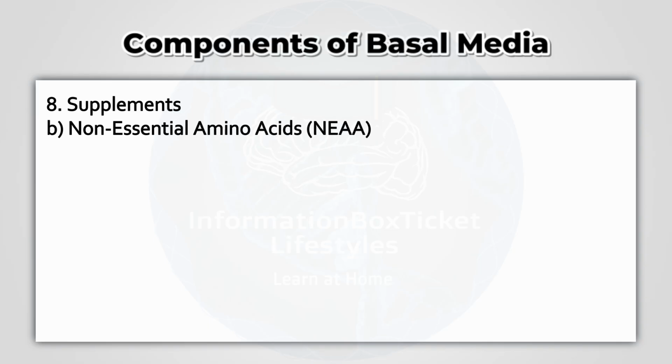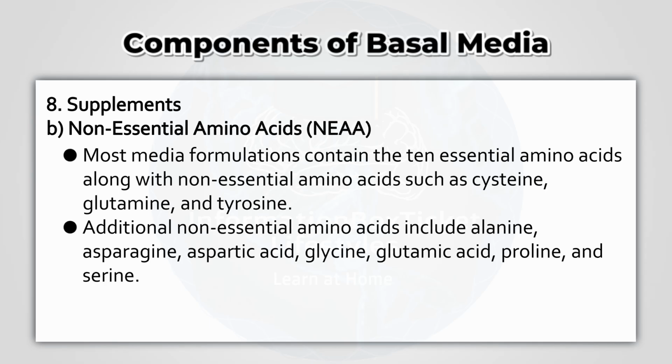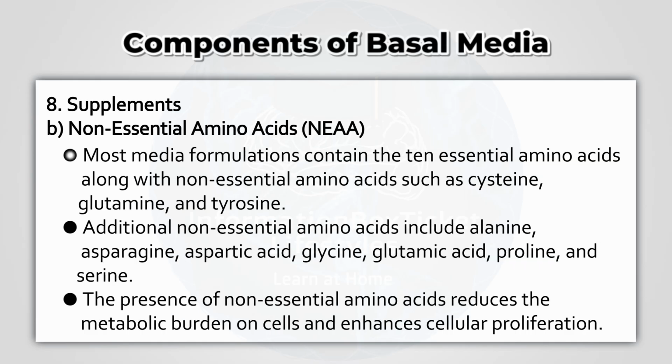B. Non-essential amino acids, NEAA. Most media formulations contain the 10 essential amino acids, along with non-essential amino acids such as cysteine, glutamine, and tyrosine. Additional non-essential amino acids include alanine, asparagine, aspartic acid, glycine, glutamic acid, proline, and serine. The presence of non-essential amino acids reduces the metabolic burden on cells and enhances cellular proliferation.